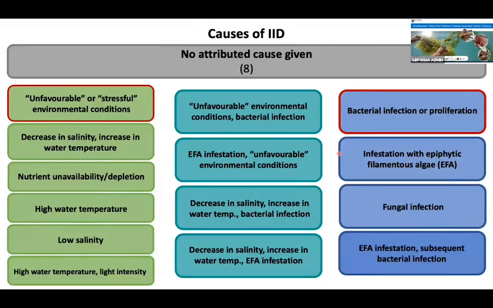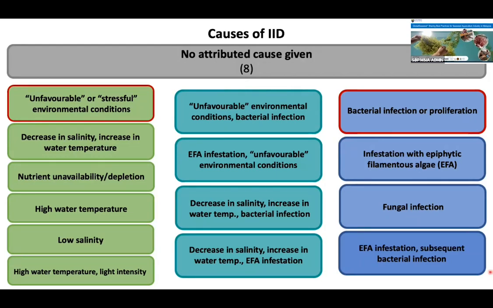A range of causes of IID were given, which can be broadly categorised as abiotic, shown in green, biotic, shown in blue, or a combination of biotic and abiotic factors, shown in teal in the centre here. The most common single cause is the opportunistic infection or proliferation of bacteria. Where a study attempted to characterise these, often a putative Vibrio, Pseudomonas, or Cytophaga was identified. Bacterial infection was sometimes coupled with unfavourable conditions as a potential cause of IID, and a very small number of reports also implicated fungi as the cause of IID.